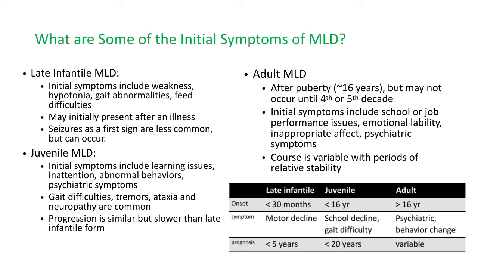And finally, adult MLD usually occurs after puberty but may not occur until the 4th or 5th decade. Initial symptoms include school or job performance issues, emotional lability, inappropriate affect, and psychiatric symptoms. The course is variable with periods of relative stability, usually making it harder to diagnose initially.